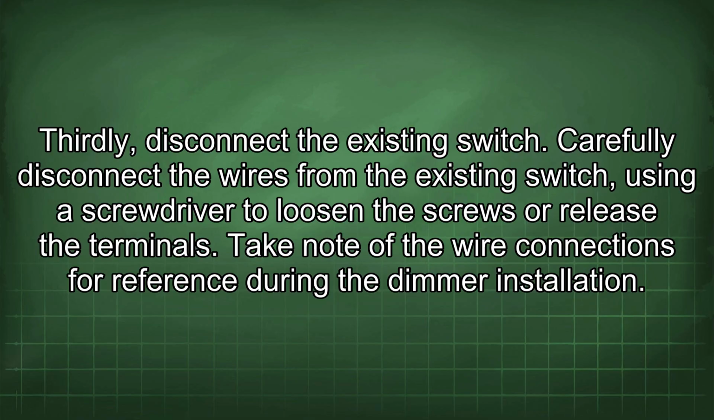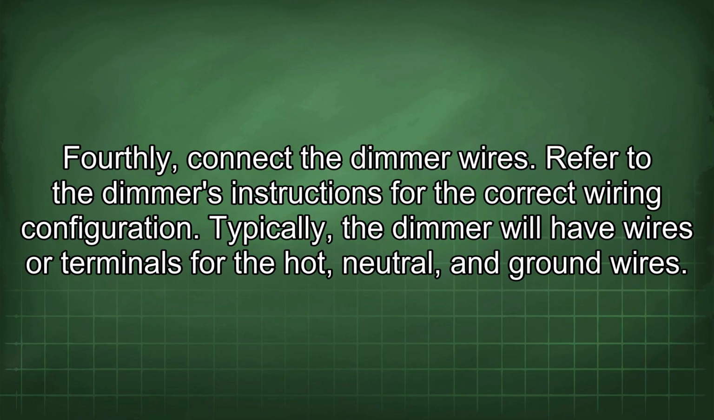Thirdly, disconnect the existing switch. Carefully disconnect the wires from the existing switch, using a screwdriver to loosen the screws or release the terminals. Take note of the wire connections for reference during the dimmer installation. Fourthly, connect the dimmer wires.